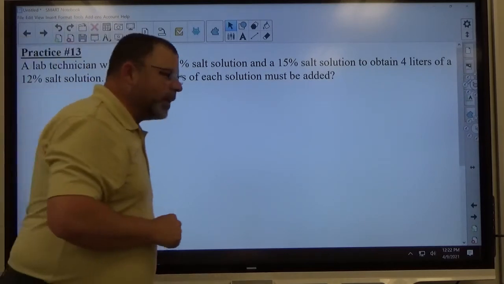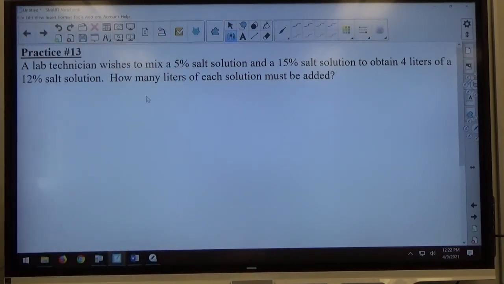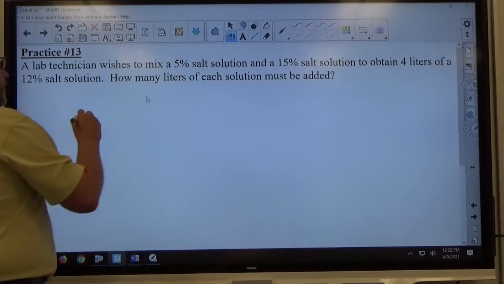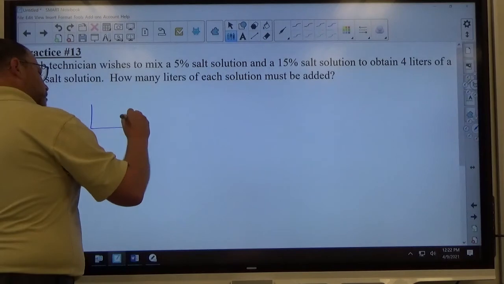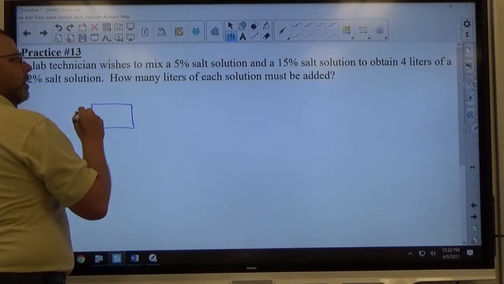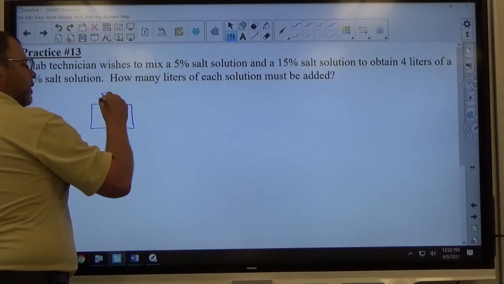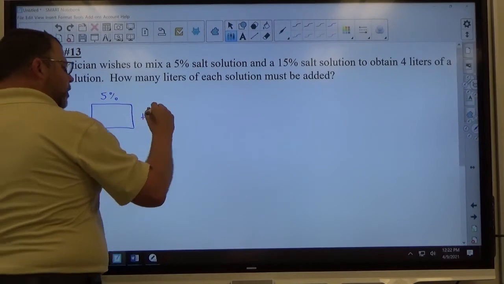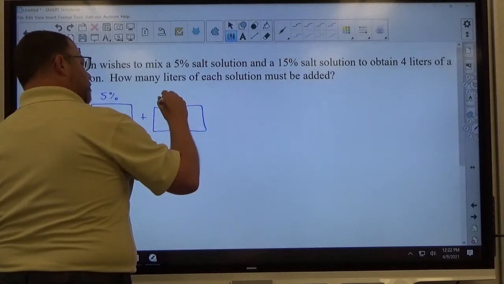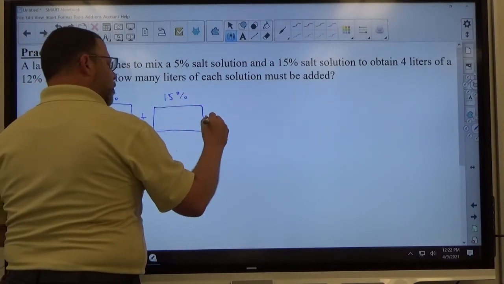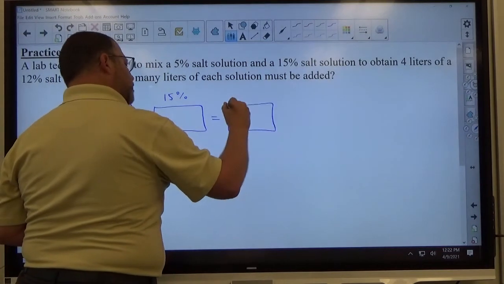All right, so when you see a chemical mixture problem, which the homework will have some of, this is how you do it. Real simple. You're going to make little boxes here to represent things. You take the weaker, which is 5%, and mix it with the stronger, which is 15%, in order to get a mixture that is 12%.